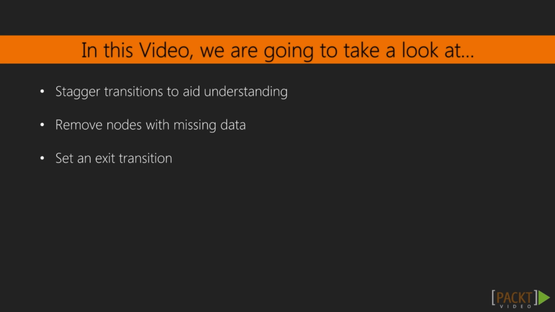This video is much lighter on code since much of the heavy lifting of adding these transitions is really taken care of by D3. But there are still a few nuances to be aware of. We'll start out by looking at what it means to stagger our transitions and the reasons why we would want to do so. Then we'll focus on removing nodes that are missing data for one of the specified years requested. Finally, we'll add a specific transition just for exiting nodes.